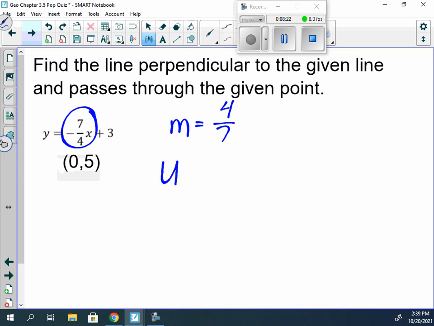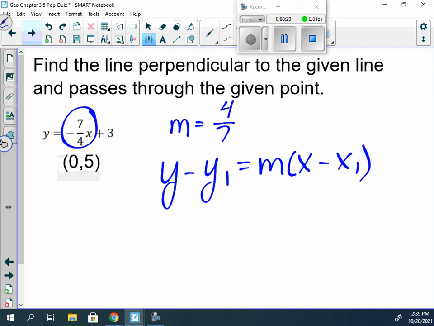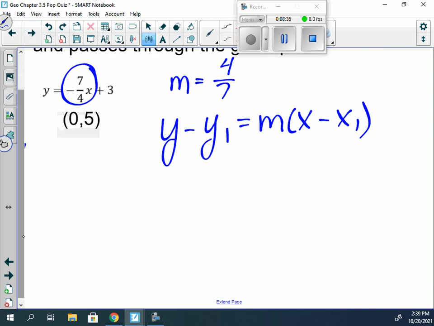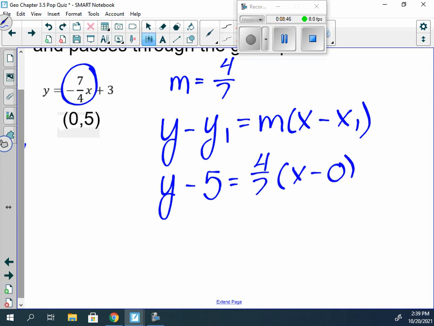Well, y minus y1 equals m times x minus x1. Now we are given the point 0, 5. So the y value is 5. 5 equals 4/7 times x minus 0. Guys, let's focus up here.